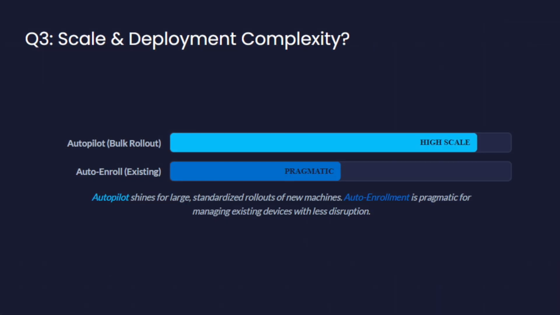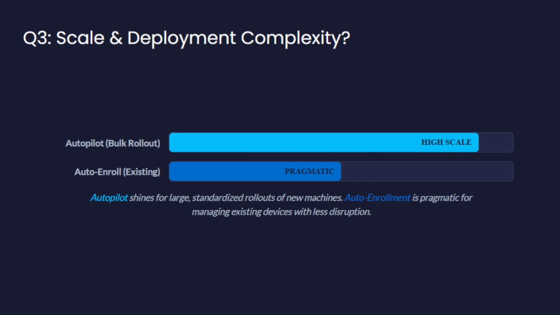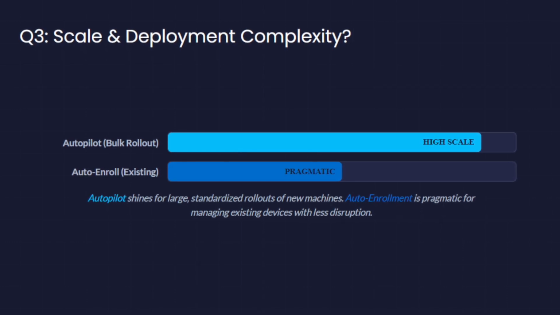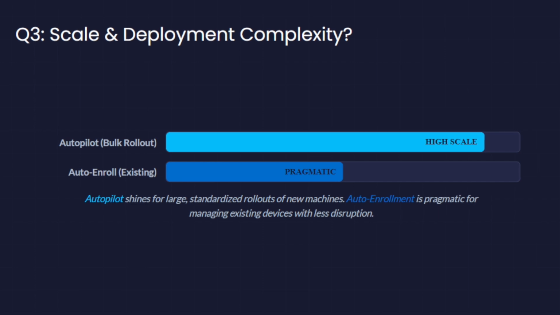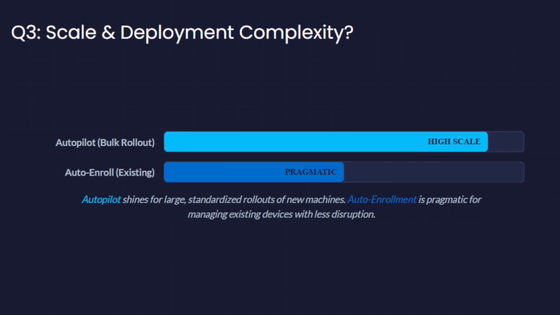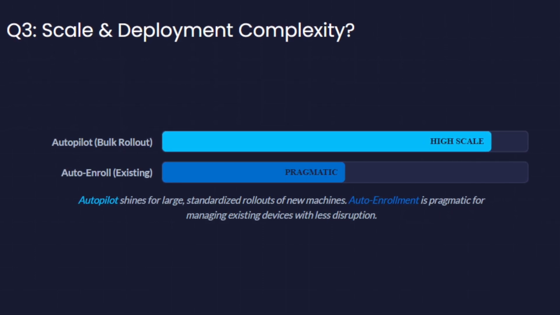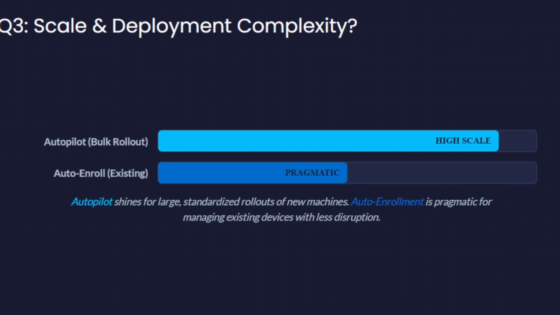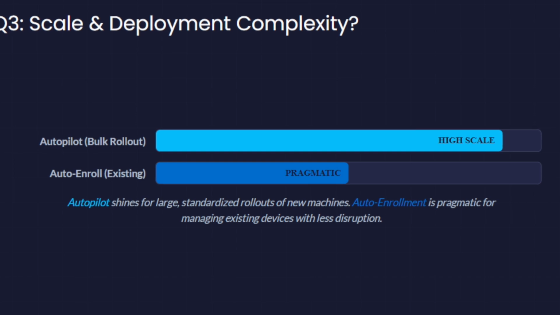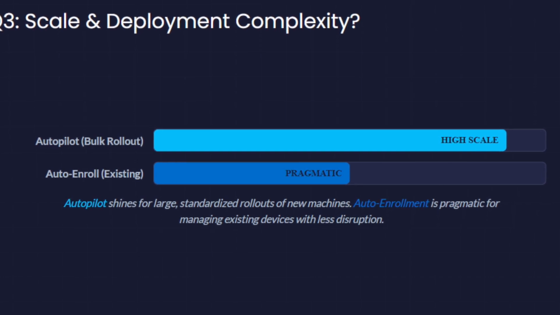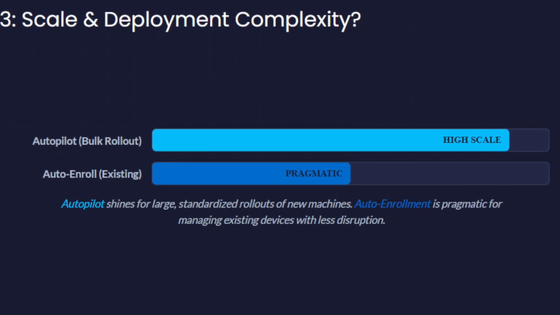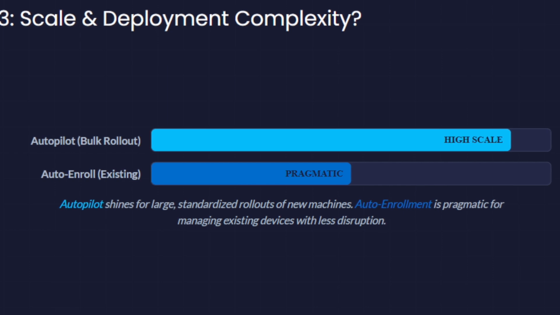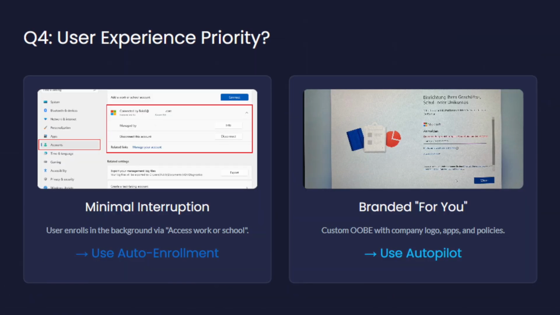Scale and deployment complexity. Do you have a large-scale deployment of many new machines, remote workers, bulk rollout? Autopilot shines in this case: standardized OOBE, company branding, minimal IT touches. Or are you simply bringing several existing devices into management with minimal disruption? In this case, auto-enrollment is more pragmatic.